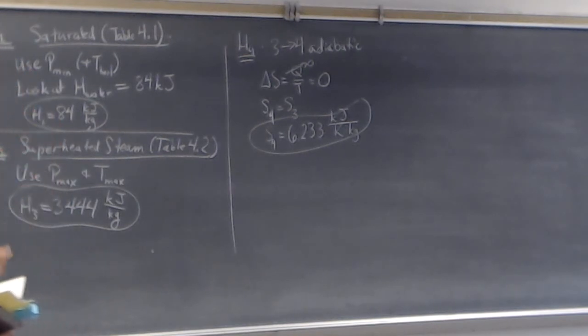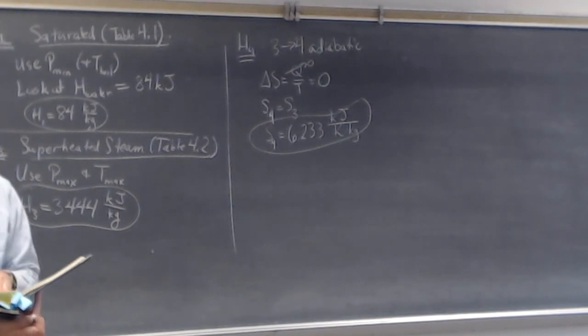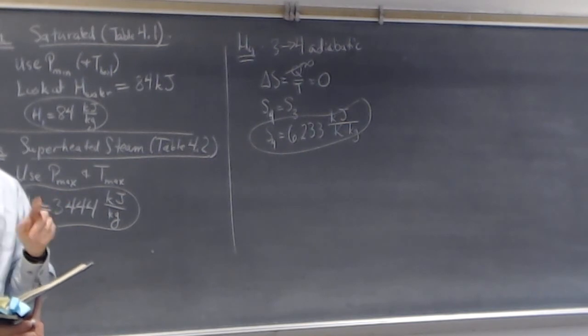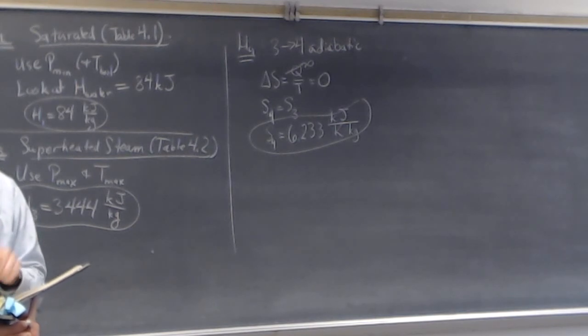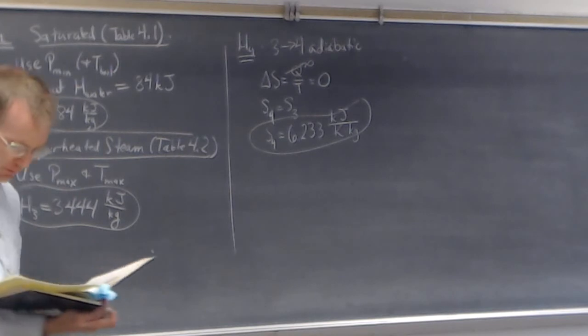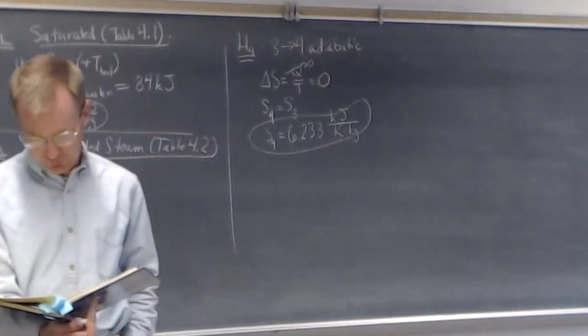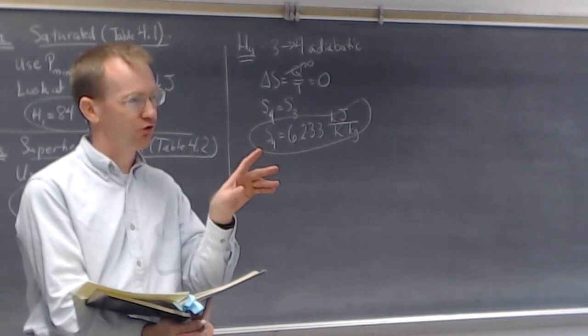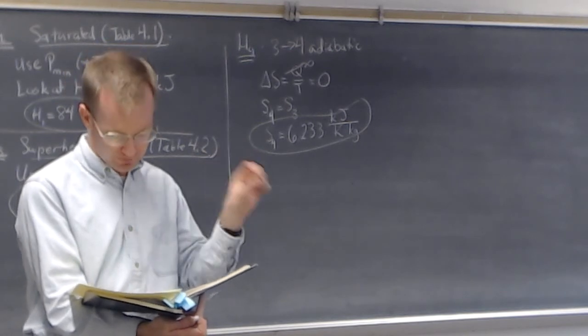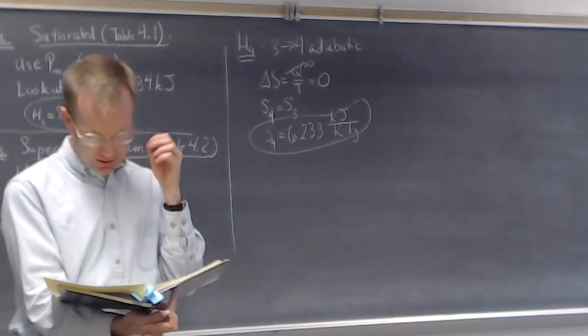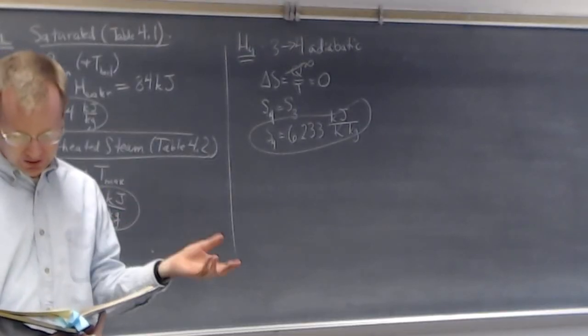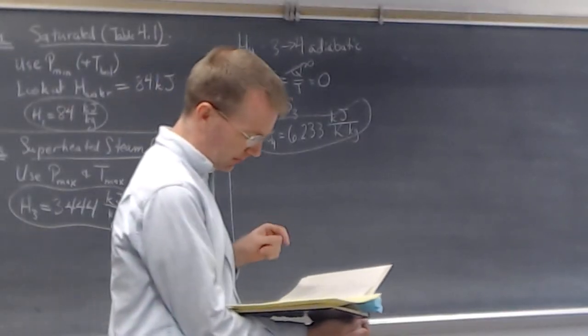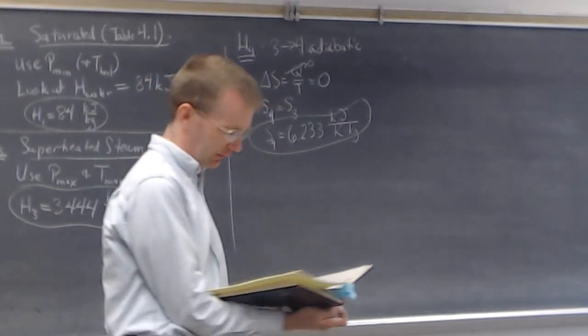What we mean, as we go from point four back to point one through the condenser, is that the temperature is staying the same, 20 degrees Celsius, because it's going through a phase change, keep in mind. Temperature doesn't change through a phase change. So we find the entropy of the water and the steam in the saturated water and steam table, 4.1, using the minimum pressure, and we interpolate.